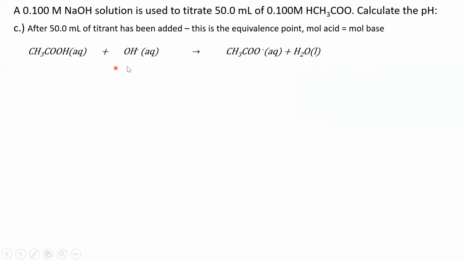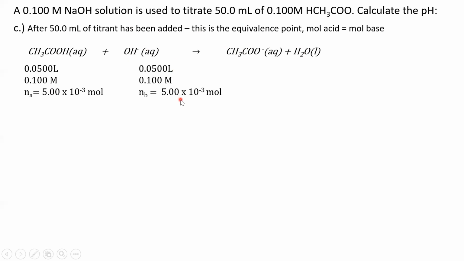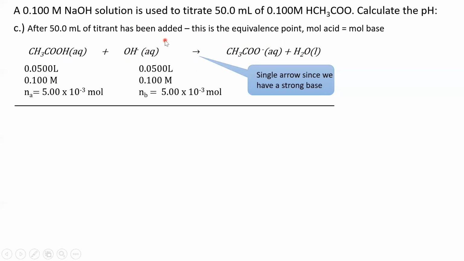Okay, so same reaction. We're adding our base to the acid. We're producing acetate and water. Again, we want to figure out the moles. Well, the moles of the acid aren't changing. We're not adding acid when we titrate, we're adding base. Now we have 50 milliliters of base. We can calculate how many moles of base we have. Okay, the arrow is going in one direction because it's going to react to completion.